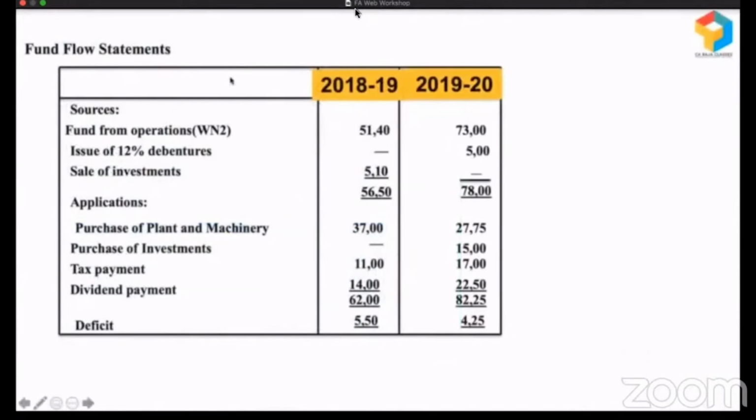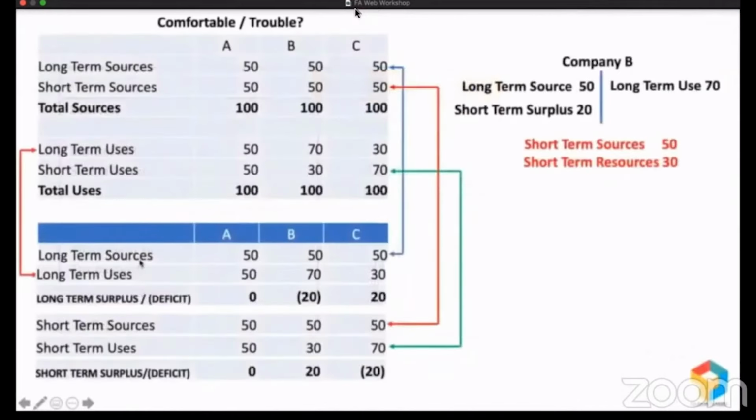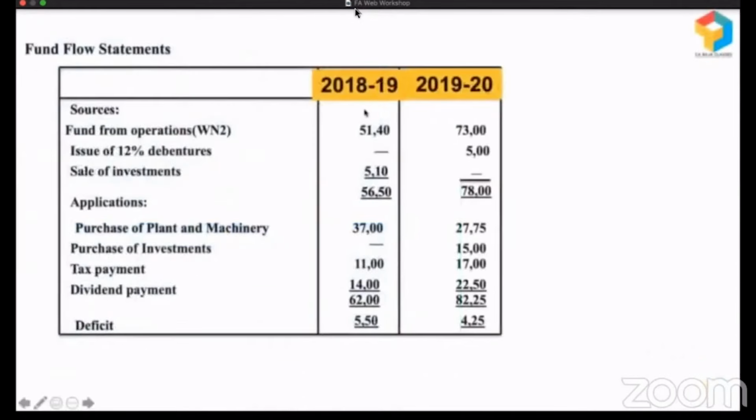Look, here you have the sources and here you have the applications. Sources we basically call long-term sources. Applications we call long-term uses, like what we have seen here. Okay, now look at this. Let me analyze this also so that you will get complete clarity about fund flow analysis. And here I'm not teaching you how to prepare a fund flow statement, but I'm teaching you how to read the fund flow statement.